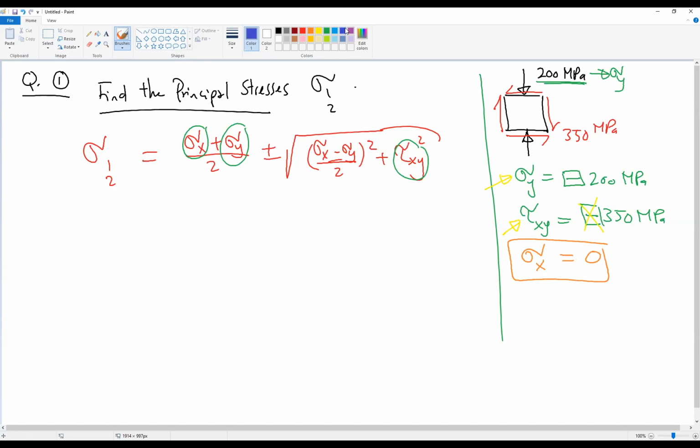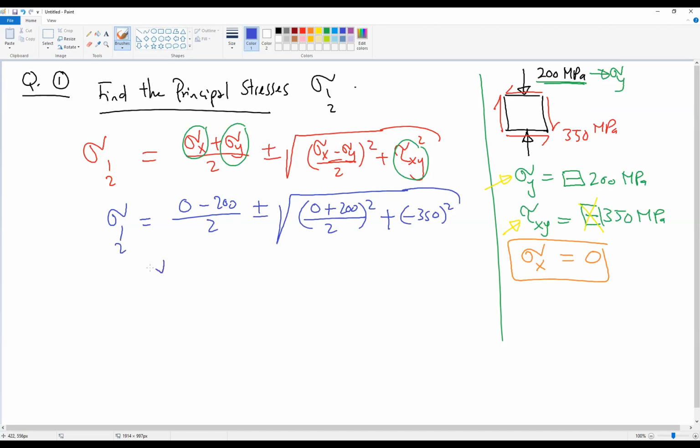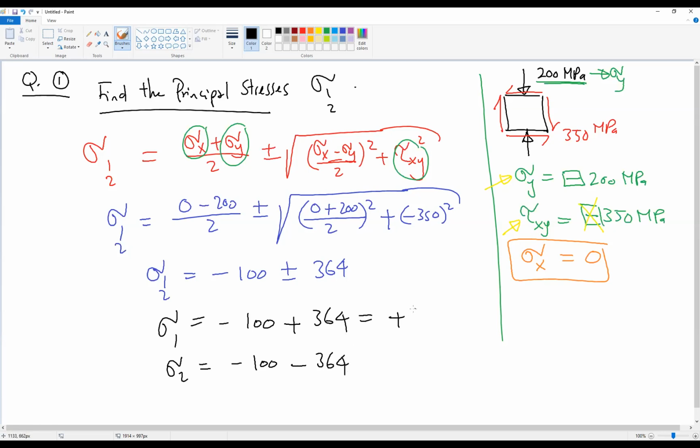So if we substitute it in this formula, sigma 1, 2 will be 0 minus 200 divided by 2, plus or minus the square root of 0 minus minus is plus 200 divided by 2 to the power 2, plus negative 350 to the power 2. That gives us sigma 1, 2 equal to negative 100 plus or minus 364. So sigma 1 will be negative 100 plus 364, and sigma 2 would be negative 100 minus 364.